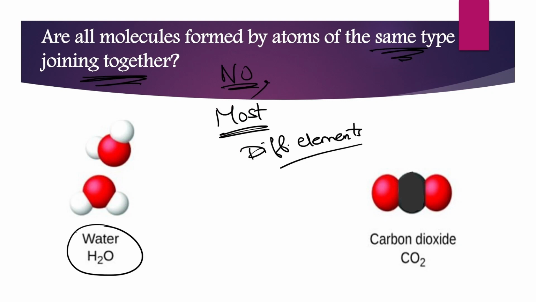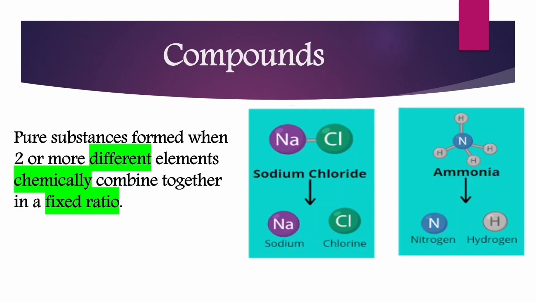For example, the water molecule. The water molecule is composed of two hydrogen atoms joined with an oxygen atom. Carbon dioxide also is composed of one carbon atom and two oxygen atoms. The compounds. What are the compounds? The compounds are pure substances formed when two or more different elements chemically combine together in a fixed ratio.